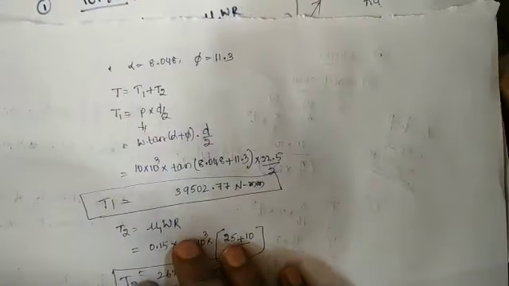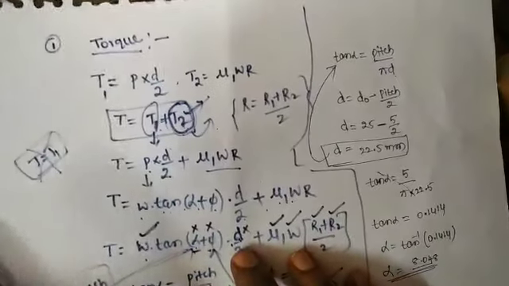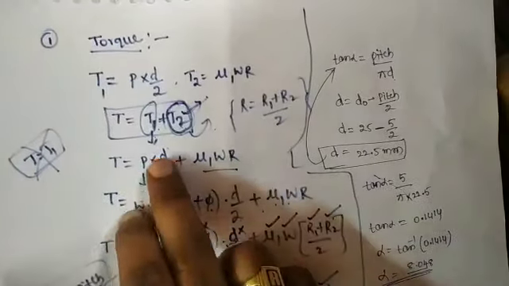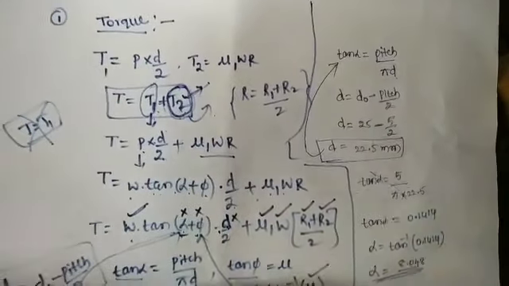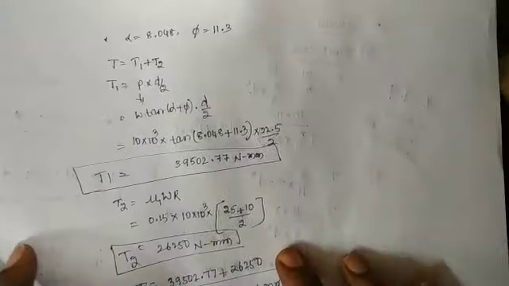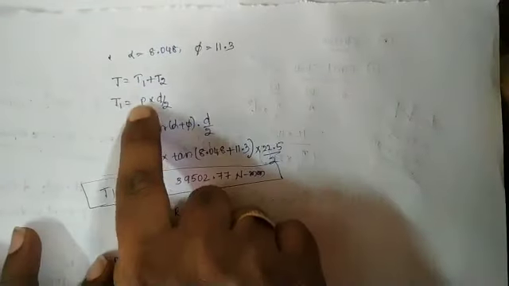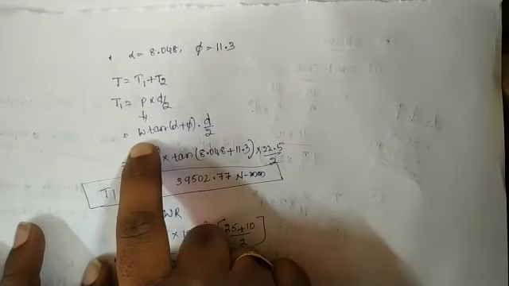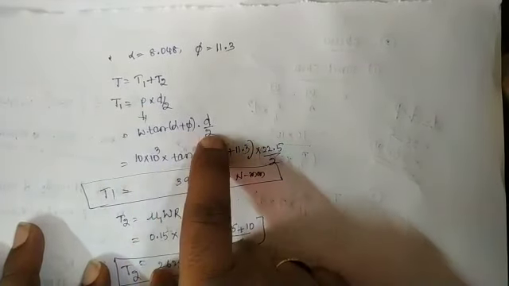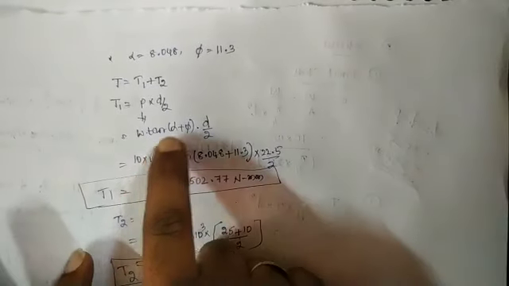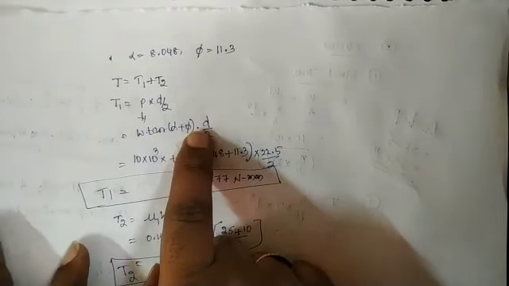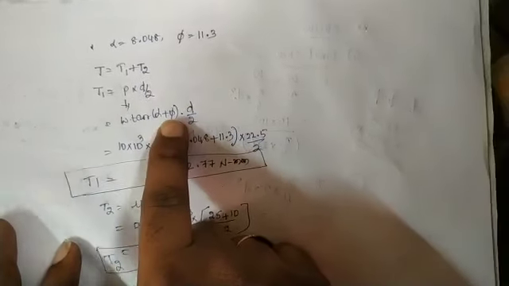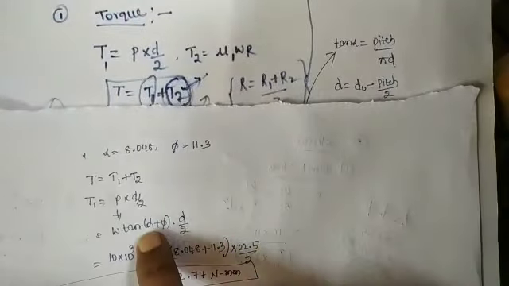So first one is torque required. What is the formula of torque? T equal to T1 plus T2, then T1 equal to P into D by 2. P means W into tan(alpha plus phi), then W value already given. Alpha and phi are not given, so first of all calculate alpha and phi.